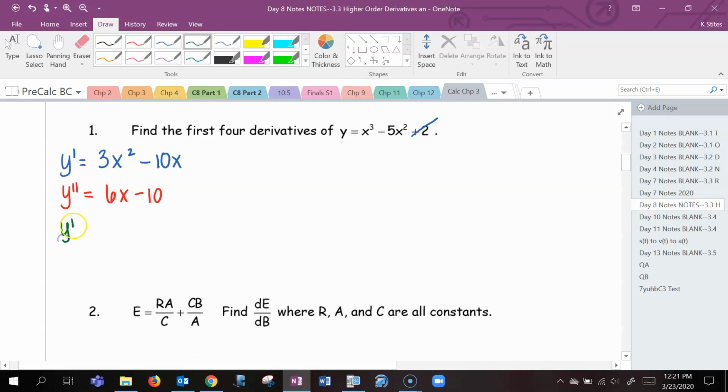Then we do it again. Derivative of 6x is just 6. Derivative of negative 10 is 0. And then our last one. The derivative of 6 is just 0. Ta-da! I know I say that a lot. I try to make it very exciting for you to take these notes.